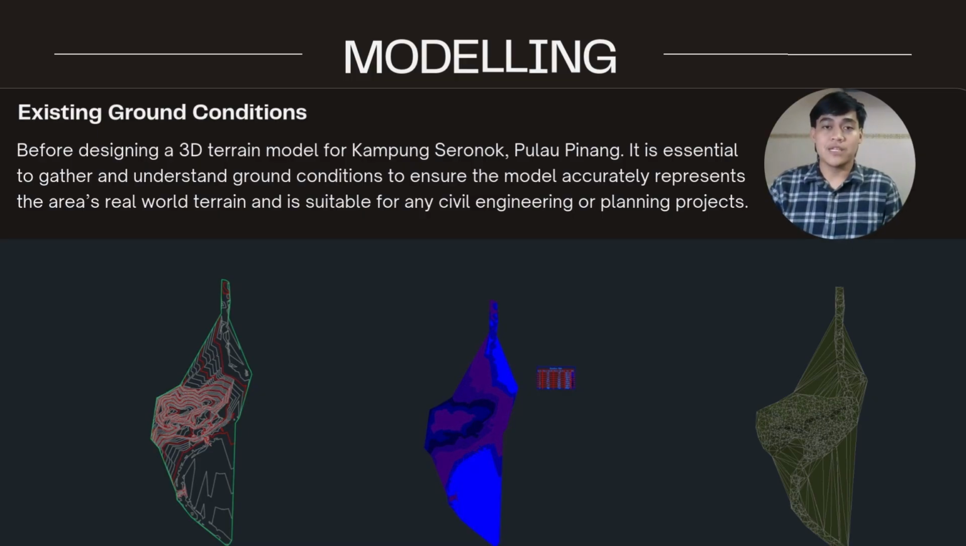Hi, my name is Ahmad Naim Solehin bin Kamal, and right now I will be presenting the subtopic of modeling. The first part of modeling is existing ground conditions. Before designing a 3D terrain model for Kampung Seronok Pulau Pinang, it is essential to gather and understand ground conditions to ensure the model accurately represents the area's real-world terrain and is suitable for any civil engineering or planning projects.